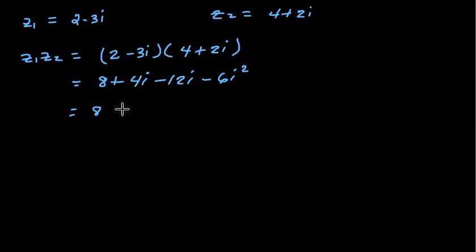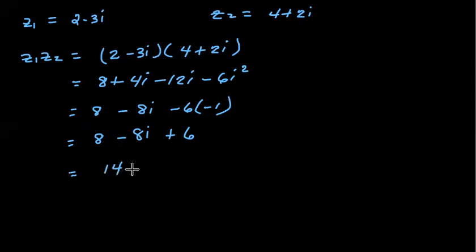Okay. So now this is 8. 4i minus 12i is minus 8i. And this is minus 6 times a minus 1, because i squared is minus 1. So this then converts this into 8 minus 8i plus 6. Hence, 8 plus 6 is 14 minus 8i. And again, you can factor the 2 from this if you want, okay? But this is your answer, okay?